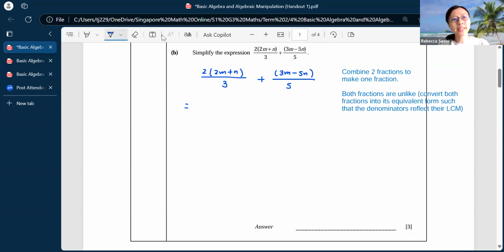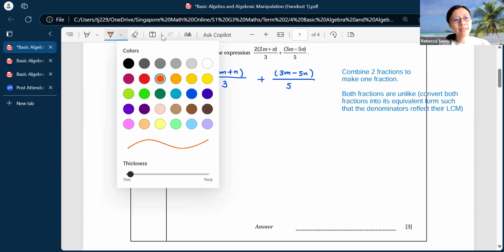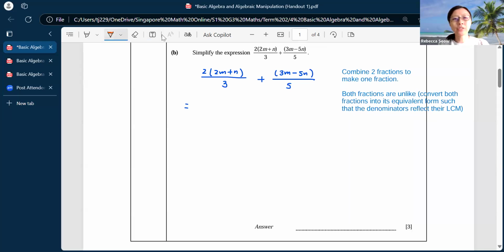Okay, so let's take a look at denominators 3 and 5. In order to combine, we have to make our denominators the same. So I am going to multiply the first fraction by 5 throughout and the second fraction by 3 throughout because 15 is the LCM of 3 and 5. Following that, I am going to simplify my first fraction. So let's start by multiplying 2 with 5, the multiples itself.